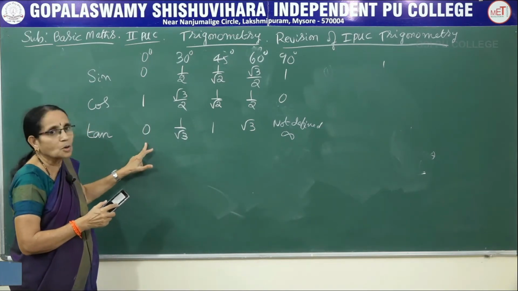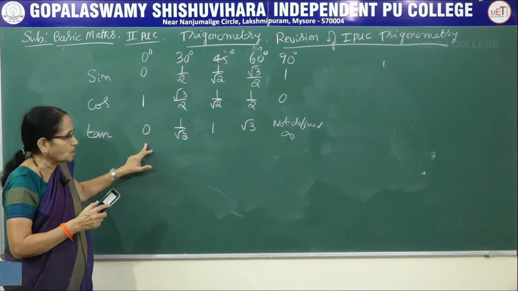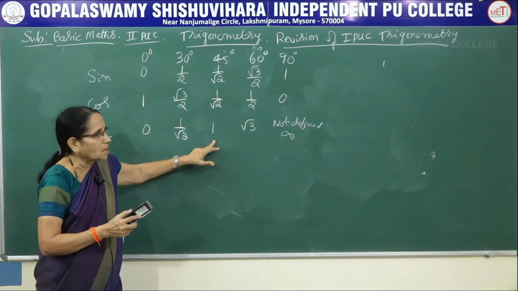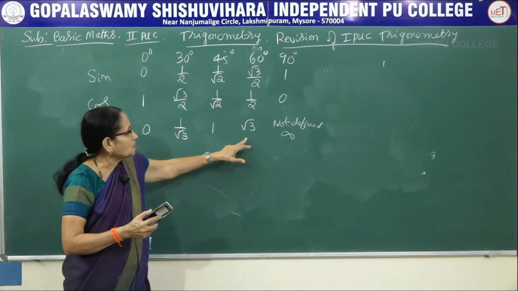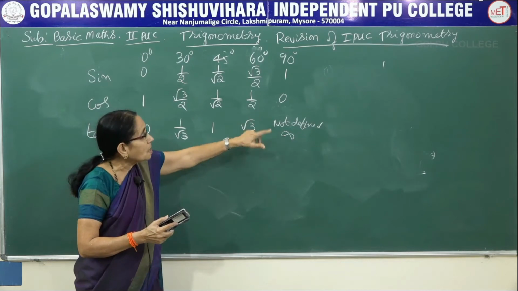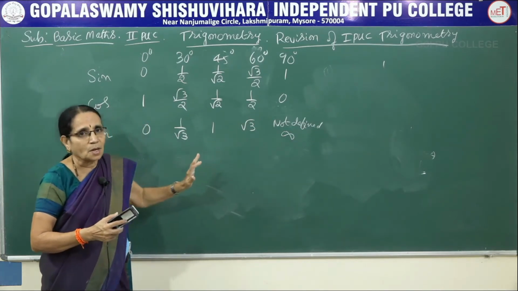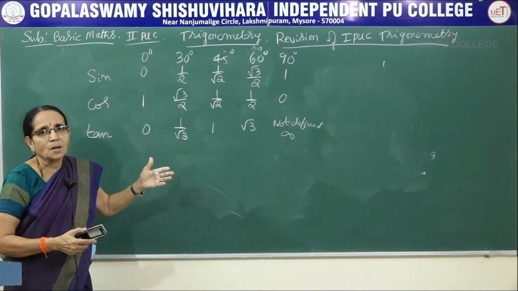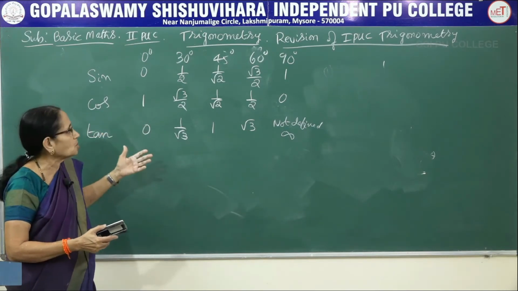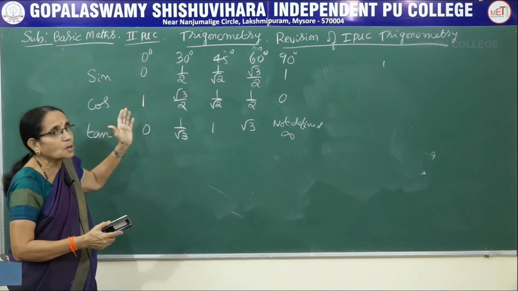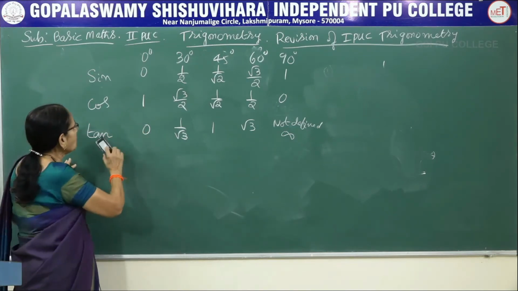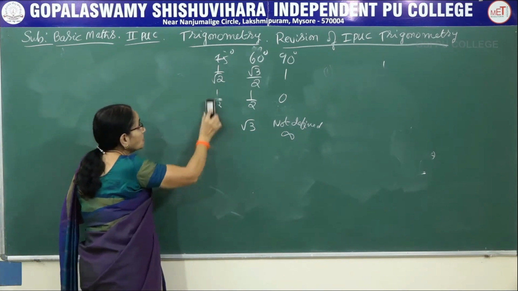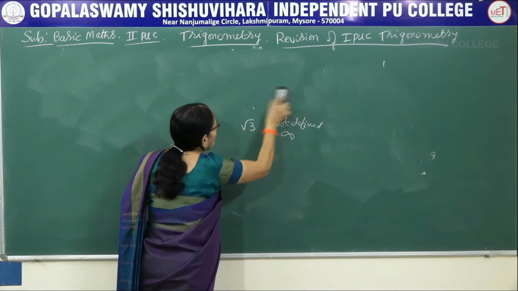So cot 0 means 1 by 0, not defined. Cot 30, root of 3. Cot 45, 1 again, 1 by 1 is 1. And cot 60, 1 by root 3. And cot 90, it would become 0 there. So if you know the values of them, then automatically if you want to get the values of the reciprocal ratios, you have to remember which is the reciprocal of which ratio and you can get the value.